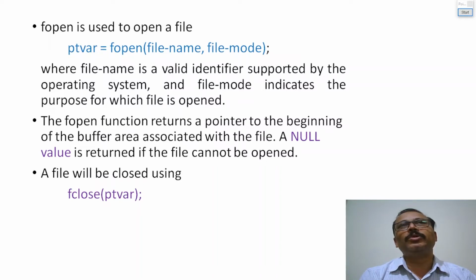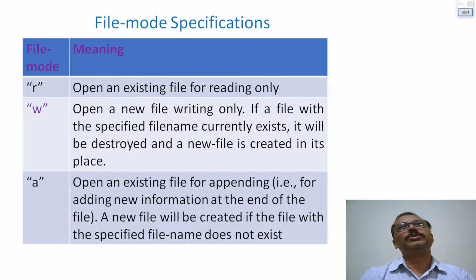Read mode, write mode, and append mode. The fopen function returns a pointer to the beginning of the buffer area associated with the file. A null is returned if the file cannot be opened, and the file can be closed using fclose. The file name is a valid identifier. The second parameter is the file mode. Now what are the file modes?